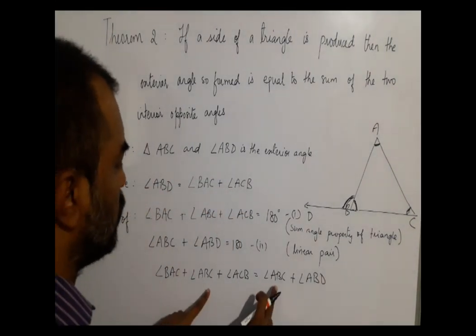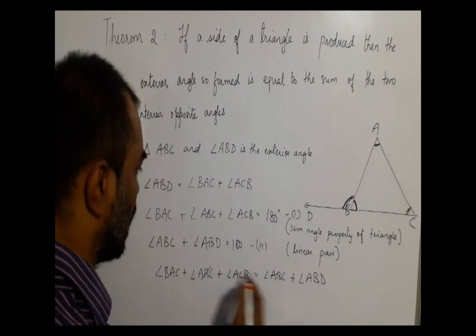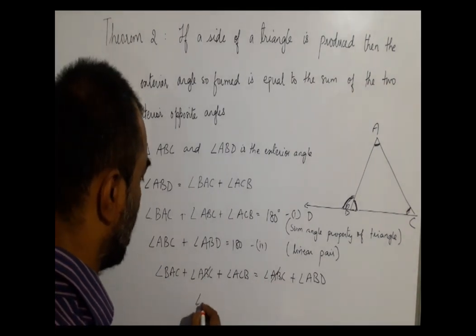Now we have got angle ABC on both sides. So subtract angle ABC from both sides, remove them, subtract them from both sides. So we are left with angle ABD.